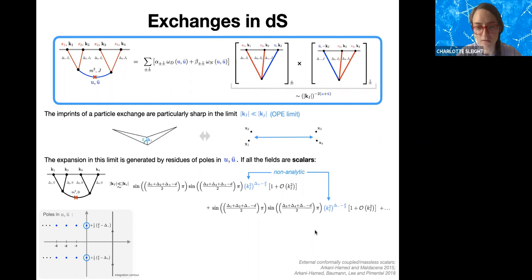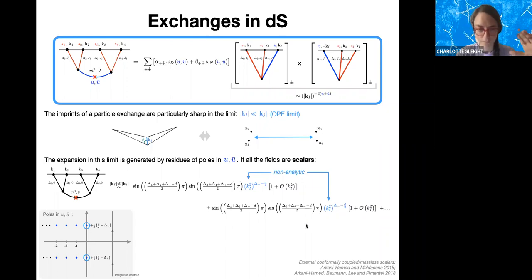On the slide here, I gave the schematic form of this expansion. Focus first on the case that all of the fields in the exchange are scalars, where it turns out that each family of poles in u and u bar is responsible for generating a family of non-analytic terms in the exchanged momentum. If you look at how the magnitude of the momentum enters the Mellin representation, it doesn't take much to see that the poles below the real axis are responsible for generating the family of non-analytic terms on the first line, where the pole furthest to the right generates the leading contribution and the poles to the left generate the subleading contributions. The family of poles above the real axis generate this family of non-analytic terms on the second line.